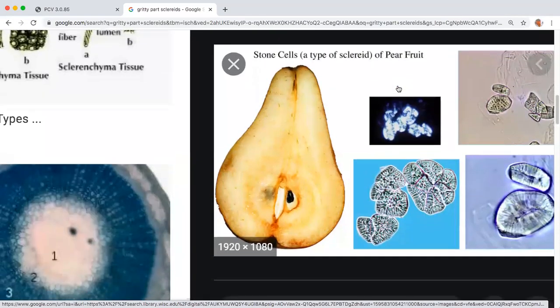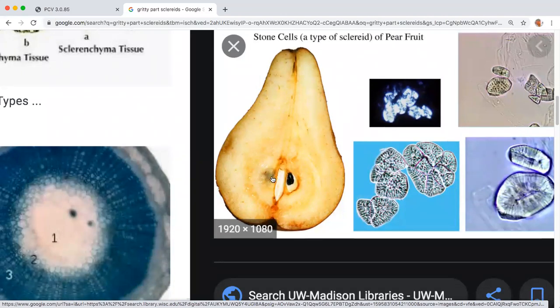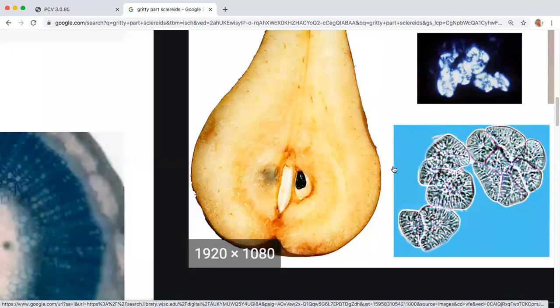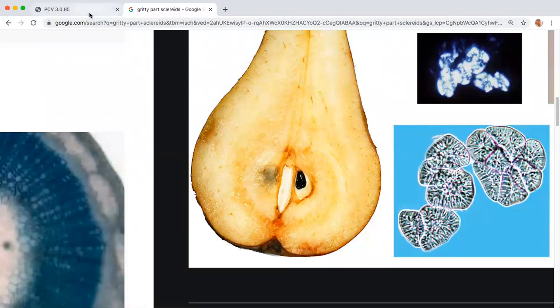Okay, we call this stone cells. Stone cells of pear fruit. It is a type of a sclerite. You are able to get this thing. The stone cell here will be a sclerite. Are we guys able to understand?